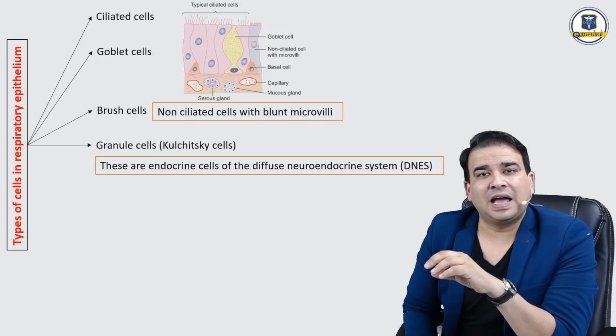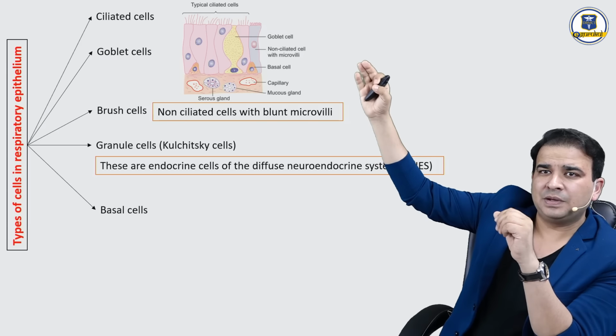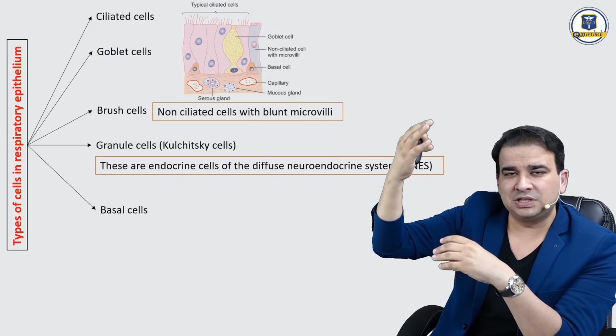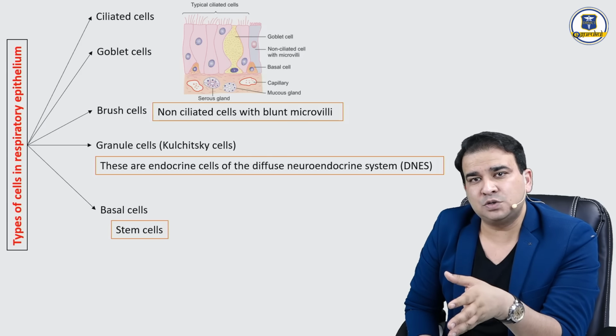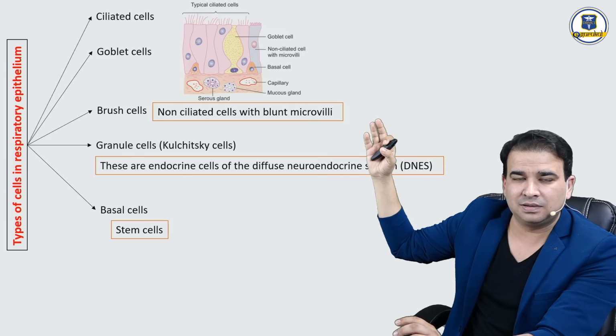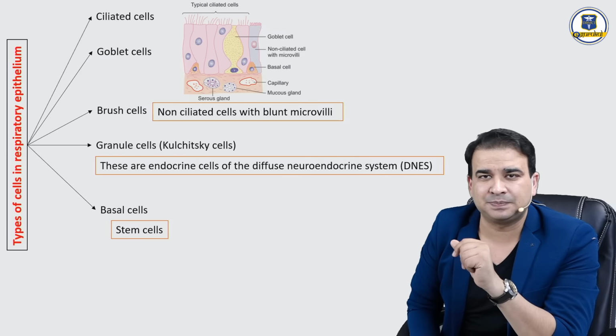Another type of cell that we have in the respiratory epithelium is the basal cell. Now again, you can appreciate from that picture the basal cells, which are kind of squeezed at the base, and they are not reaching the apex. These basal cells are actually the stem cells which will give rise to all other kinds of cells. Whatever other kind of epithelial cells we have in this lining epithelium, they're all derived from the basal cells. So they are the stem cells.